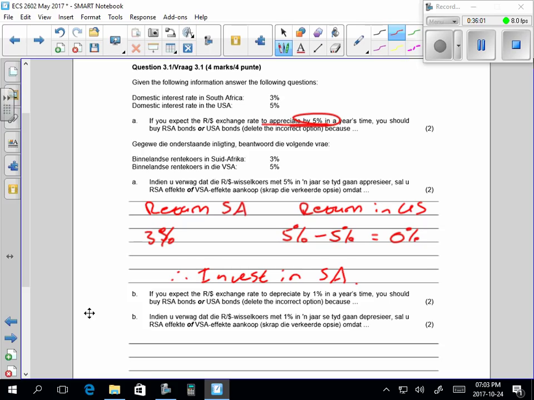Now, this might not be the case in the question. They might actually say in the question that the rand depreciates against the dollar during your investment period, which means that at the end of the investment period, when you're swapping your dollars into rands, you are actually going to get more rands per dollar than it cost you when you invested. And in that case, if they assume that the rand depreciated, let's say by 5%, you would have got 5% return in the US, and then you would have to add your 5% additional return because the rand depreciated, which means 10%. And in that case, you would definitely invest in the US. Does that make sense?